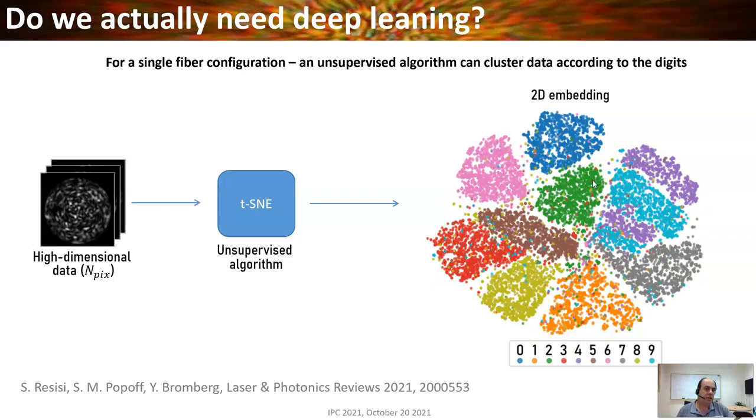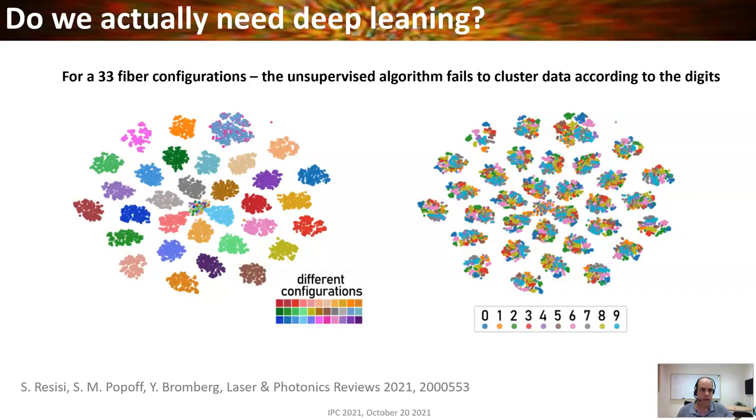Such clustering indicates that for a single fiber configuration, meaning that the test and train data were taken for the same conformation of the fiber, unsupervised algorithms could have worked, and therefore we believe that a neural network might not have been necessary for this. On the other hand, when we tried this 2D embedding for speckle patterns obtained for 33 random configurations, we see that the embedding contains 32 blobs and an additional center blob that corresponds to data that was not easily separable.